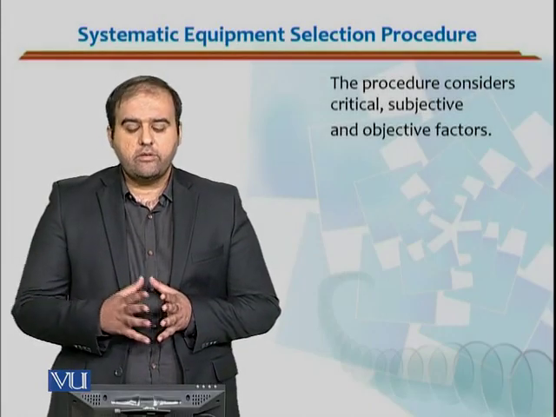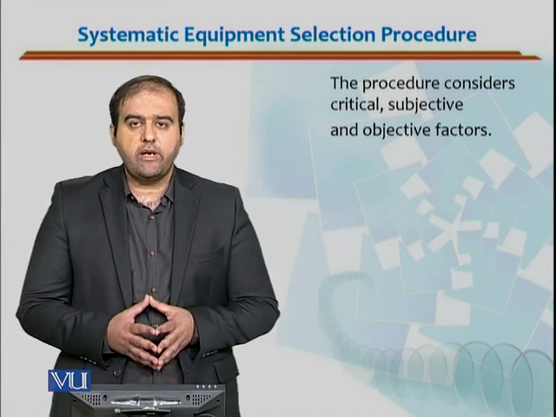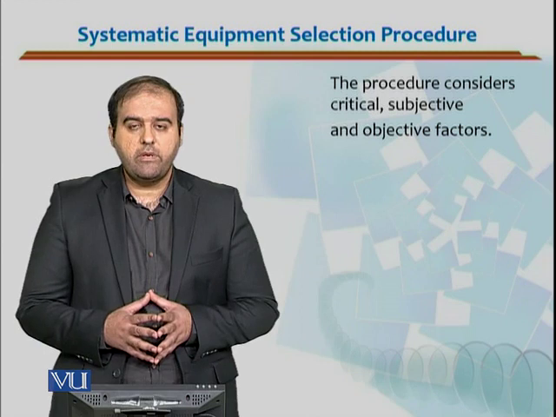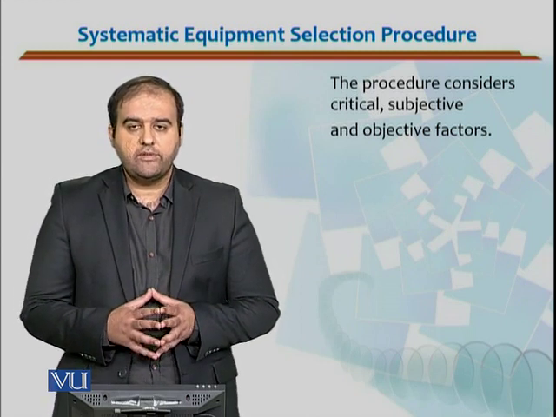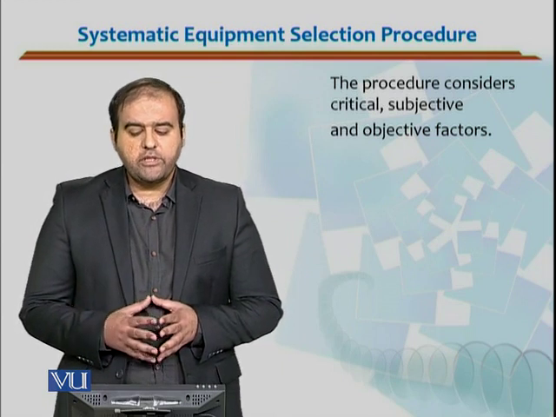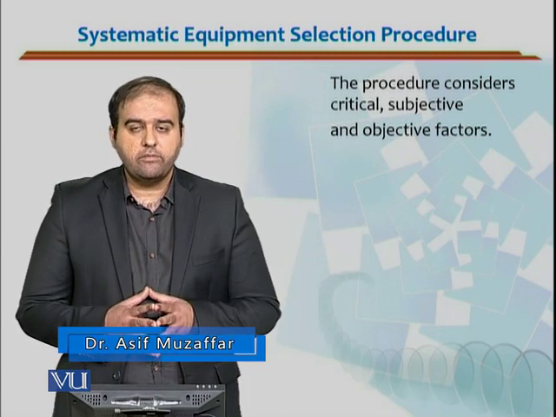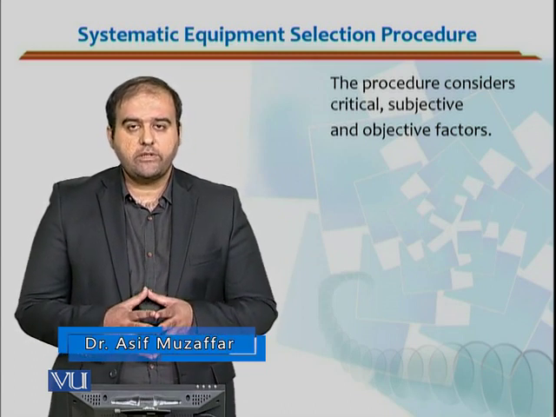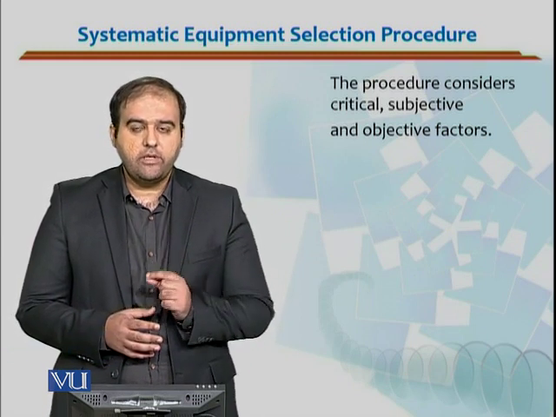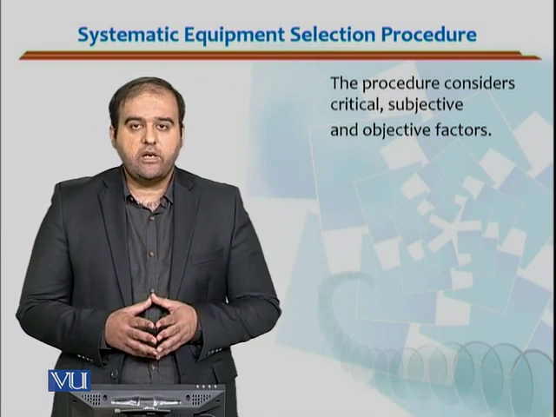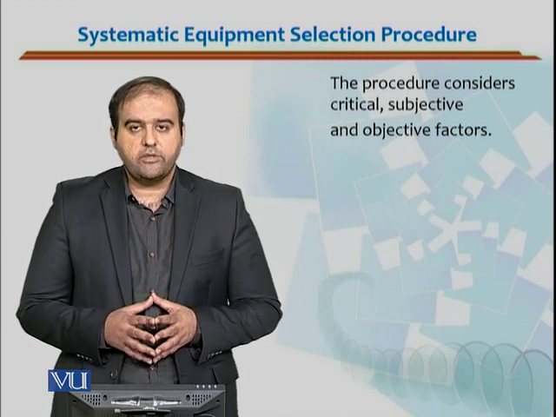Students, now let us look at the systematic equipment selection procedure. There is a systematic procedure for selecting an equipment. Let me give you the basic concept and an example for it. The procedure considers critical, subjective, and objective factors. So we have three categories of factors with us, on the basis of which we will systematically select the equipment. So these factors are critical factors, subjective factors, and the objective factors.